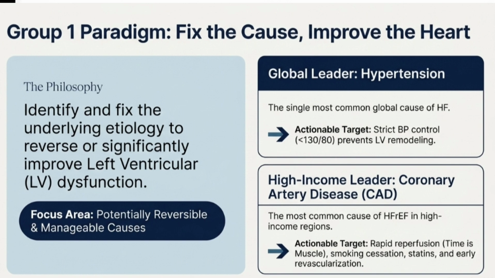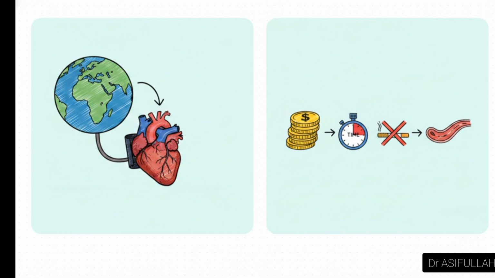But if we look over at high-income regions, the leader flips to coronary artery disease. Here, the prevailing mantra is time is muscle. The target shifts heavily toward rapid reperfusion, early revascularization, and getting patients to quit smoking immediately.